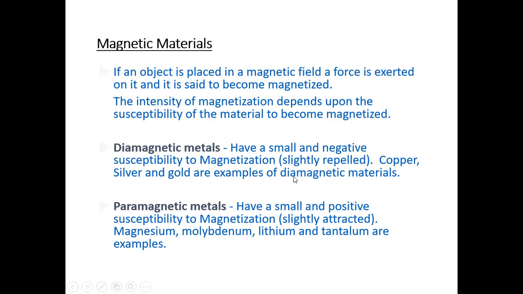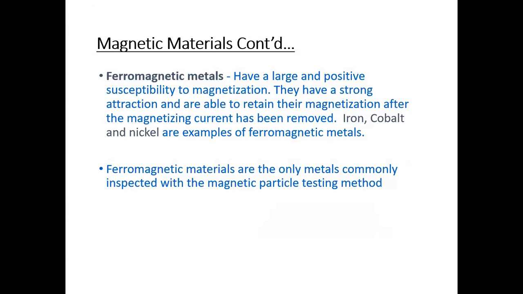Copper, silver, and gold are examples of diamagnetic metals. Now paramagnetic metals have a small and positive susceptibility to magnetization, slightly attracted. Magnesium, molybdenum, lithium, and titanium are examples. And the last one, ferromagnetic metals, have a large and positive susceptibility to magnetization. They have strong attraction and are able to retain their magnetization after the magnetizing current has been removed. Iron, cobalt, and nickel are examples of ferromagnetic material. These ferromagnetic materials are the only metals commonly inspected with the magnetic particle testing method.